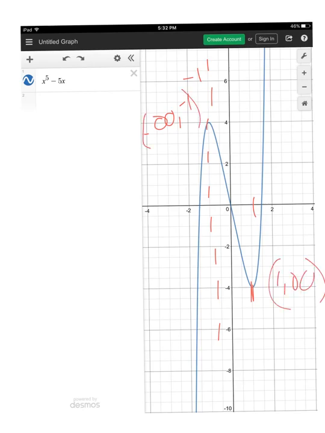The second thing we said was that it was concave up on 0 to infinity. And we can obviously see that here too. From 0 to infinity, this graph is concave up, compared to before that, where it is concave down.